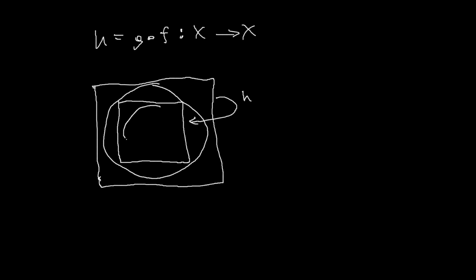But then there's another circle inside, and that has its own square inside, and it's again created by the function h, like this. And we can go on ad infinitum, like so.